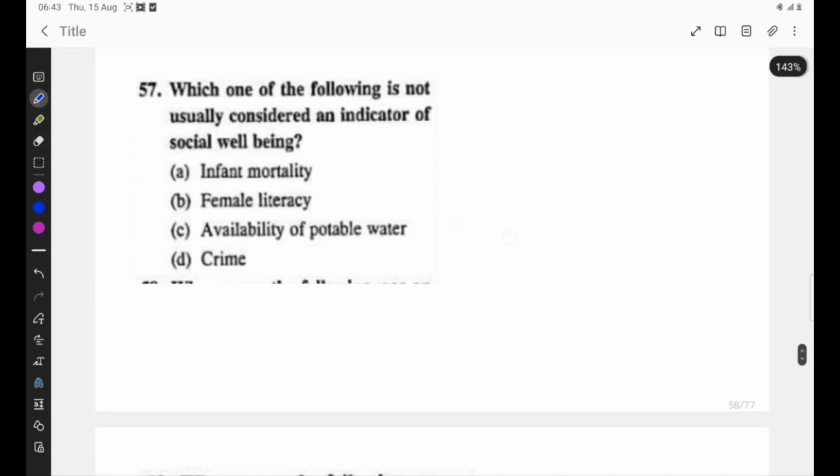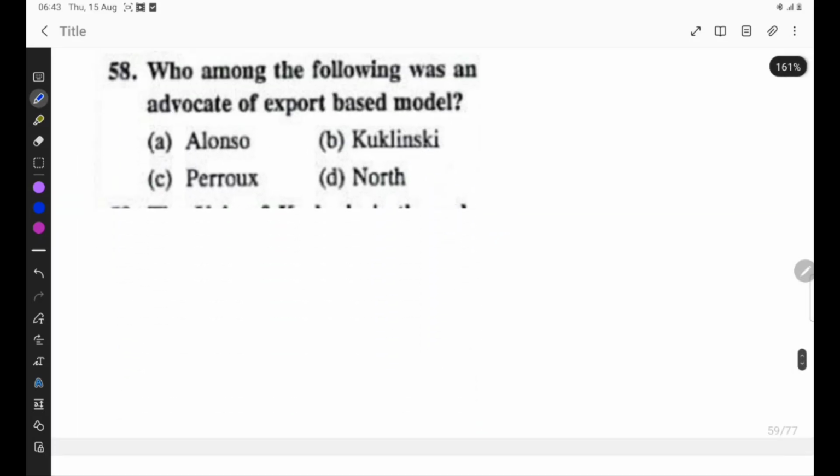The next question says, which one of the following is not usually considered as an indicator of social well-being? Infant mortality rate is an indicator. Female literacy is an indicator. Availability of potable water is an indicator. So the right answer is option D. Who among the following was an advocate of export-based model? Alonso, Klinsky, Perot, or North? The answer is North.